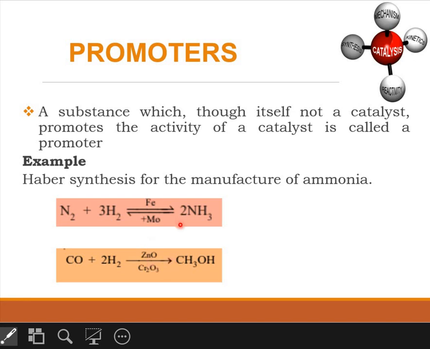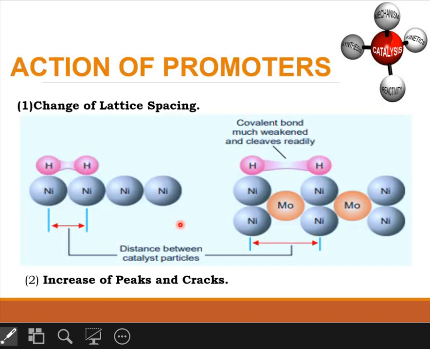In what way do these promoters change the activity of the catalyst? They do it in two ways. The first one is change of lattice spacing. In the Haber process, which is catalyzed by iron with molybdenum, the molybdenum is present between the iron array, so that the covalent bond of hydrogen is much weakened and cleaves readily. So it increases the distance between the catalyst particles. This is the first way by which the promoter promotes the activity of the catalyst.